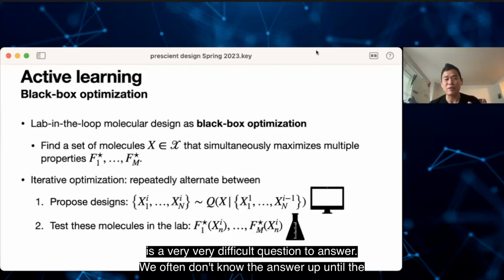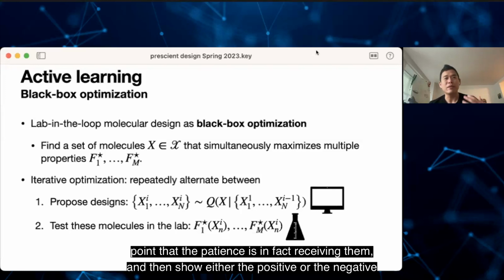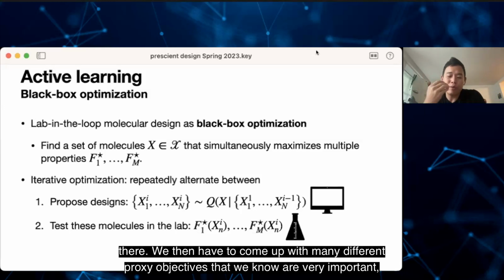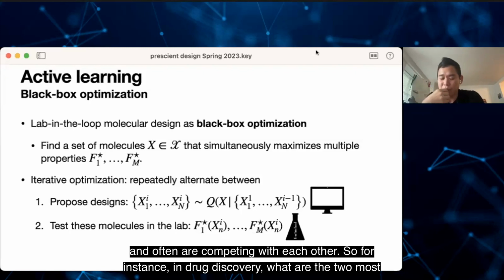We often don't know the answer up until the point that the patients in fact receive them and then show either the positive or the negative, let's say, trend based on that drug. And even then, we often don't know exactly what happens there. We then have to come up with many different proxy objectives that we know are very important and often are competing with each other.